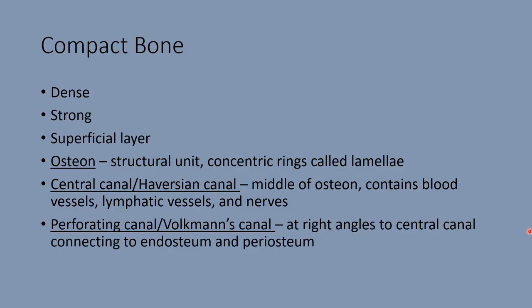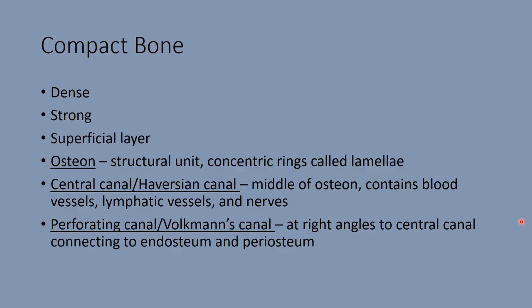It's a structural unit. What it looks like, concentric rings, we call them lamellae. Concentric rings, remember, is where you have a series of rings that start off small, and they have a little bit larger ring around that one, and then a third ring around the second one. And it's very distinctive in what it looks like. In the very middle of that is what we call the central canal. Older books call it the Haversian canal.